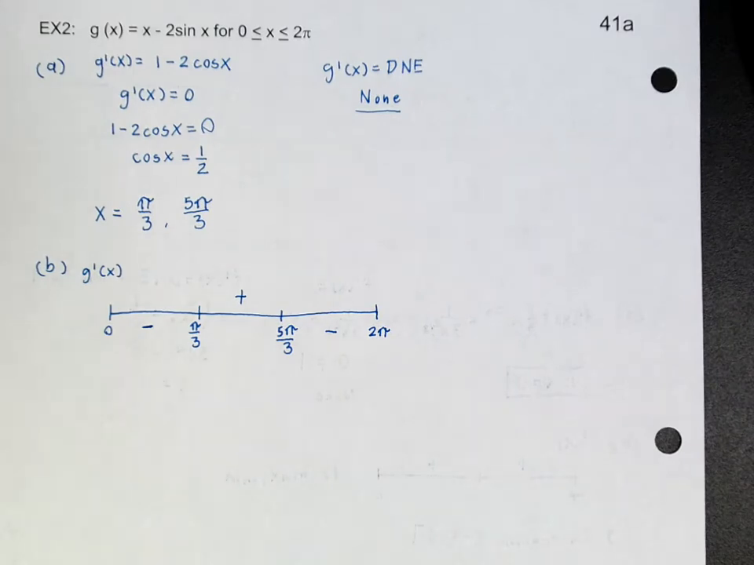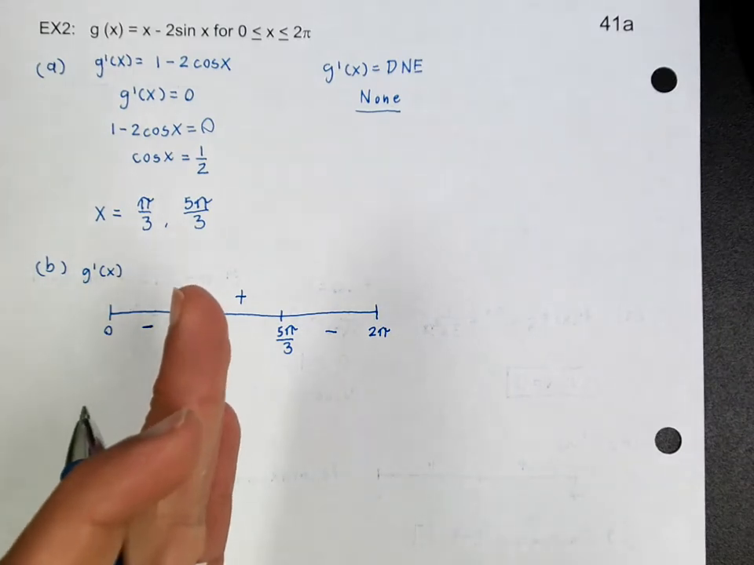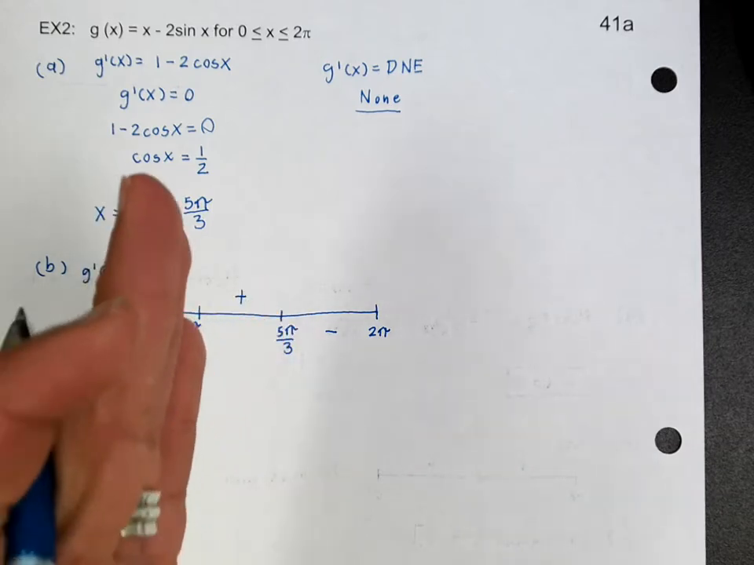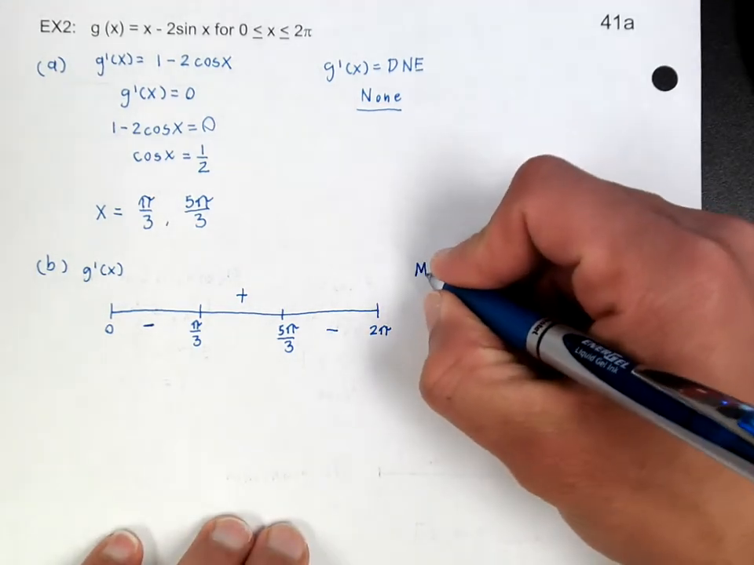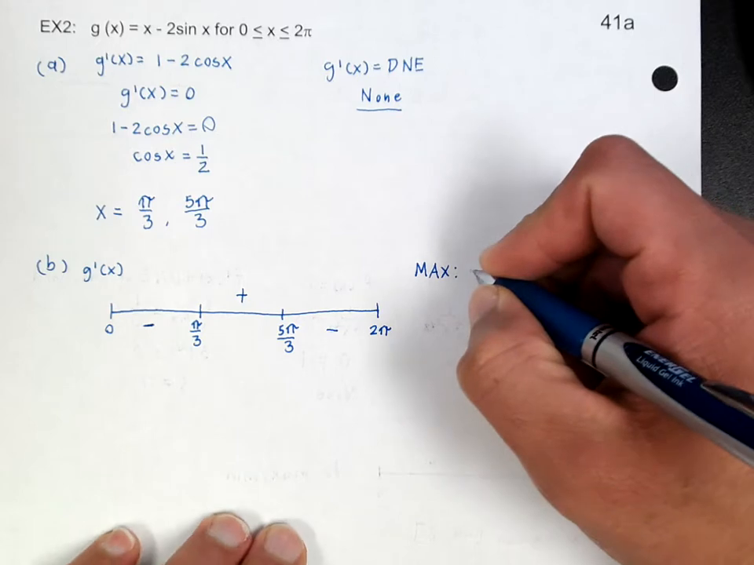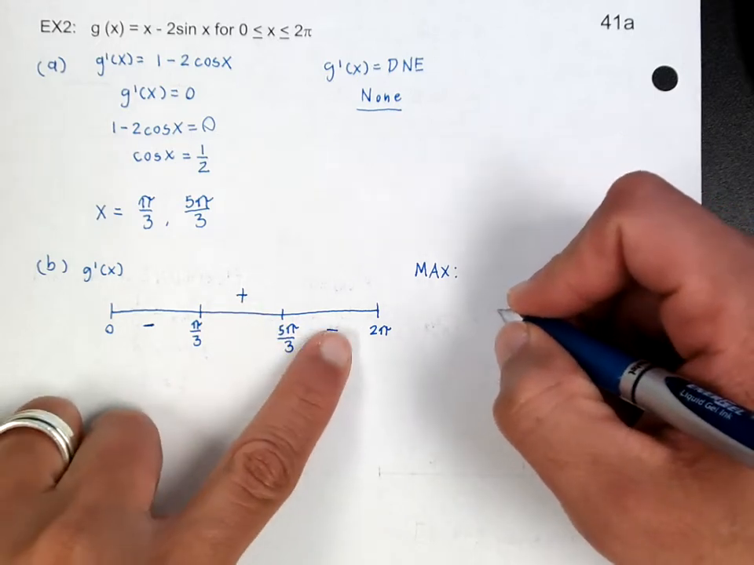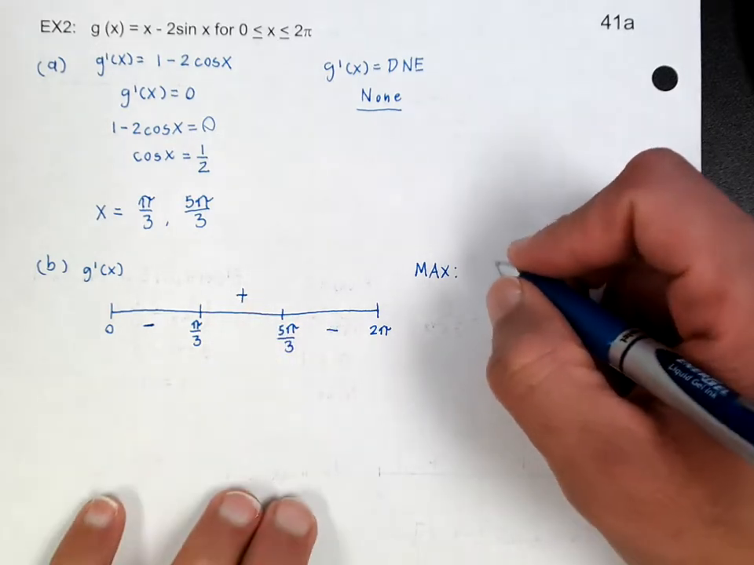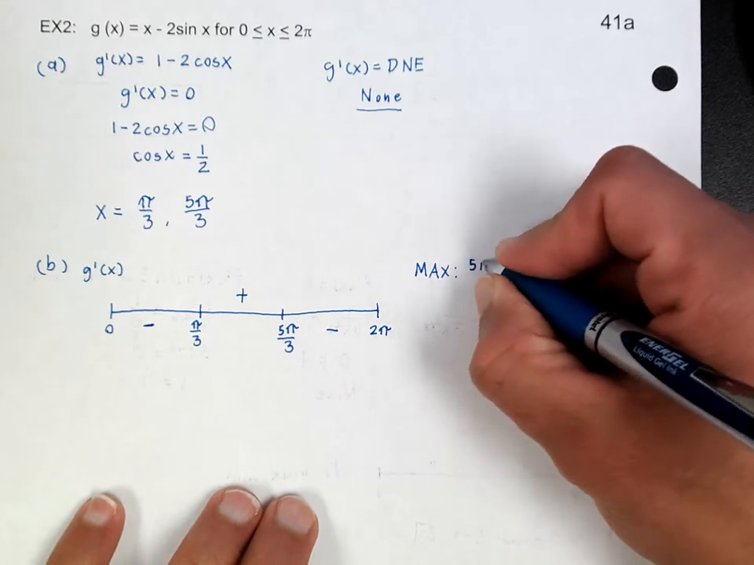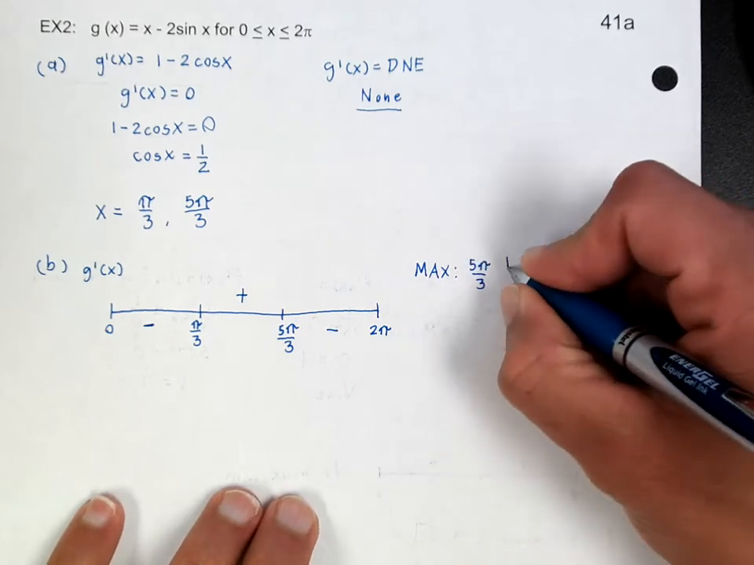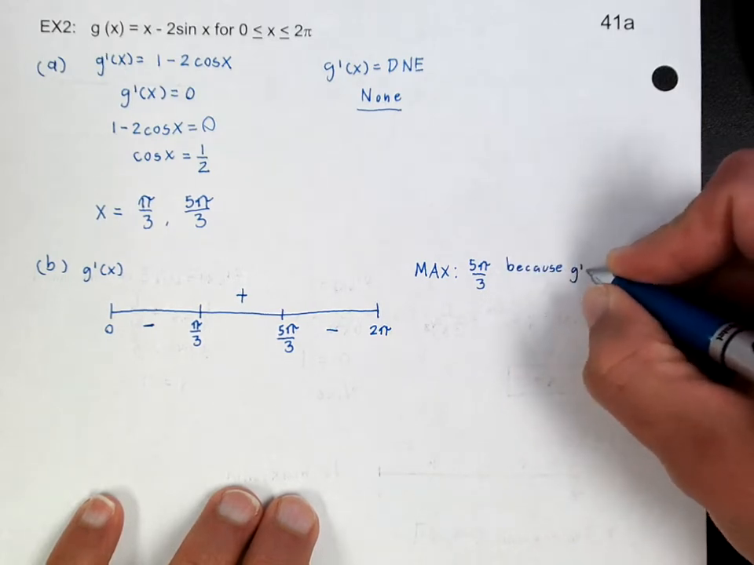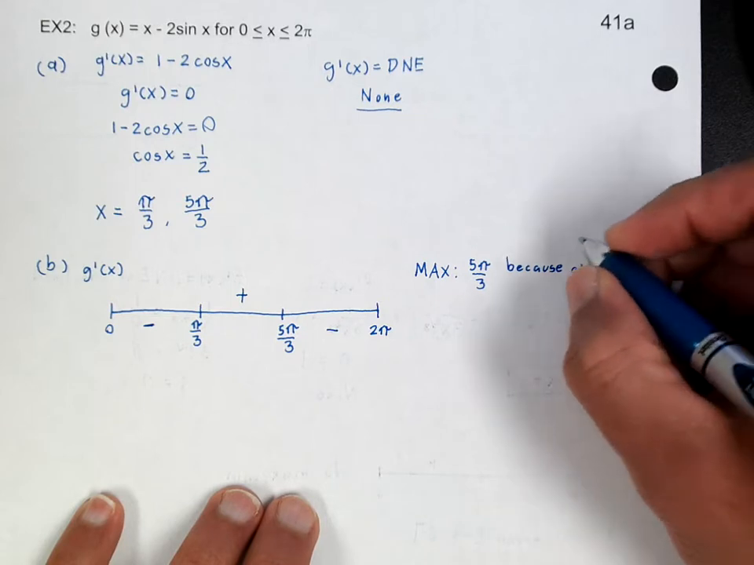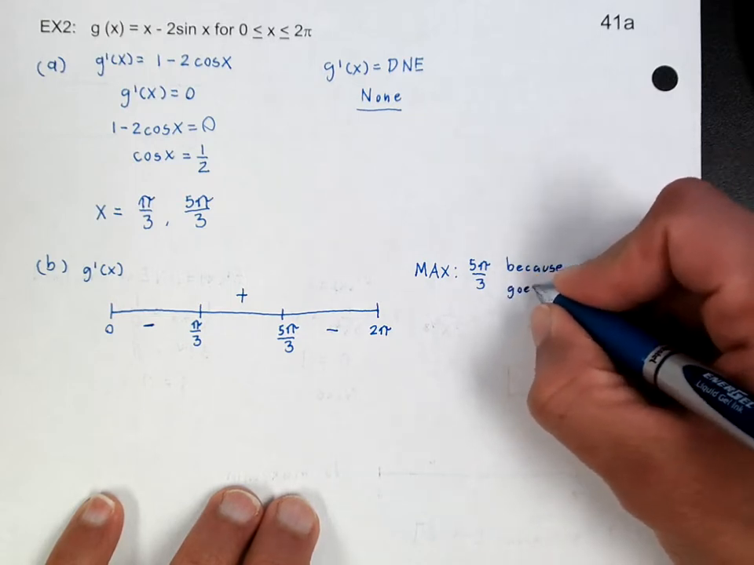So that's how you found those. You have to do some sign analysis and pick some points to the left and to the right and plug them back into the derivative to figure out if the value is going to be positive or negative. All right, so my maximum on this one, I'm going from positive to negative. There's a sign change, and because of that, my maximum is going to be located at 5 pi over 3. This is a maximum because g prime of x goes from positive to negative.